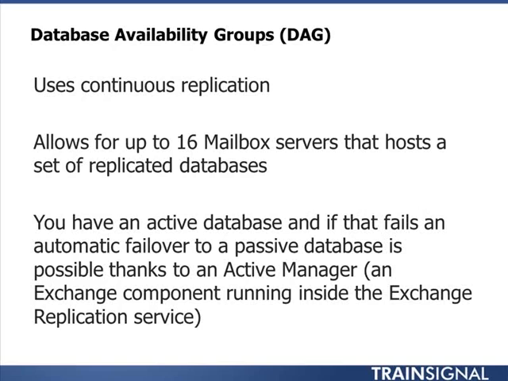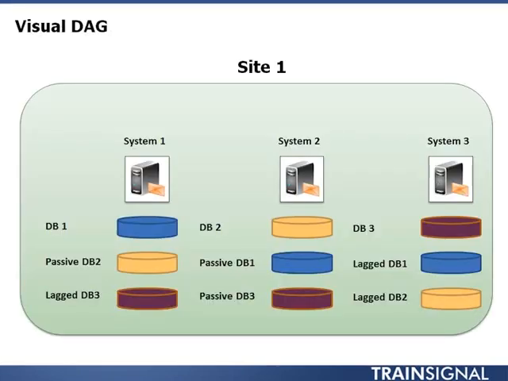Let's take a look at this visually because it might make a little bit more sense. Okay, so here you can see within Site 1 we have three different systems: System 1, System 2, and System 3. And each system has a database that is an active database, DB1, DB2, and DB3. So what we have here is just a basic setup where these three systems are part of the same database availability group. All three are members of that group.